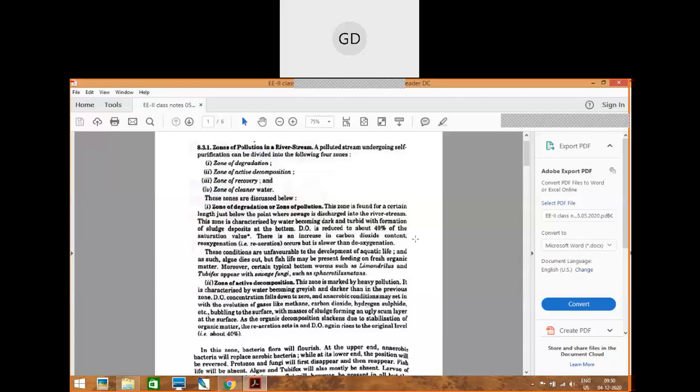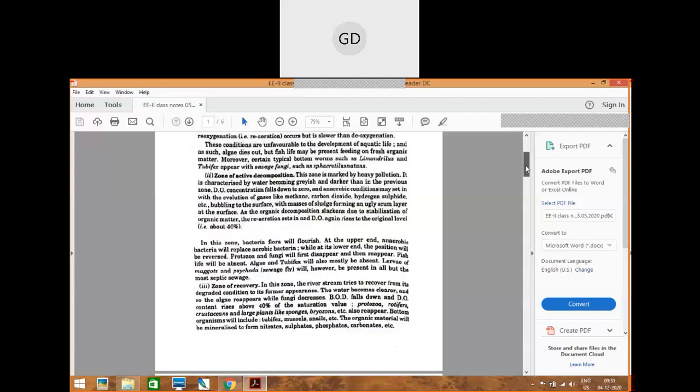And as this organic decomposition slackens due to the stabilization of organic matter, the re-aeration sets in and DO again rises to the original level. So here it says that as the organic decomposition slackens, due to the stabilization of the organic matter, the re-aeration, or you can say the re-oxygenation, sets in, and the DO content again rises to its original level. First it becomes zero, and now again the DO content rises to its original value, that is about 40%.